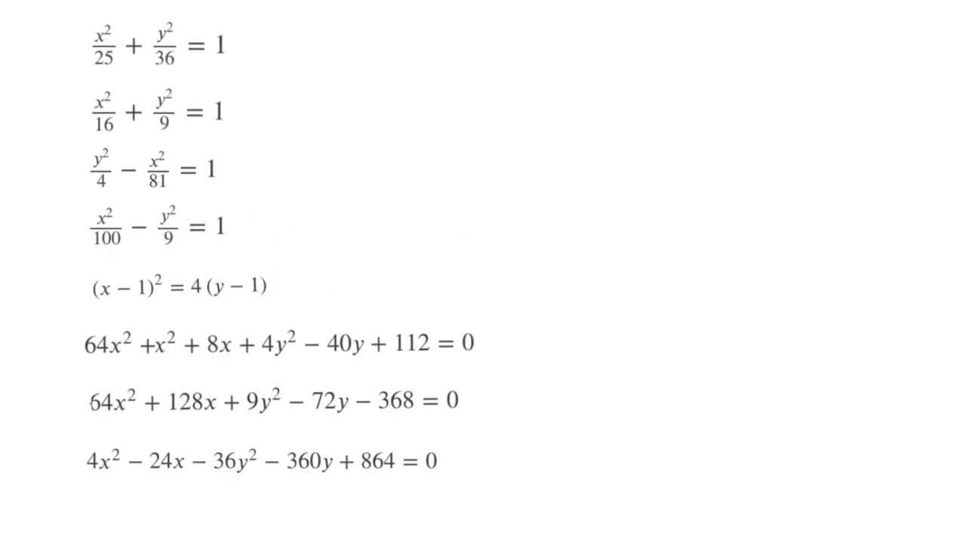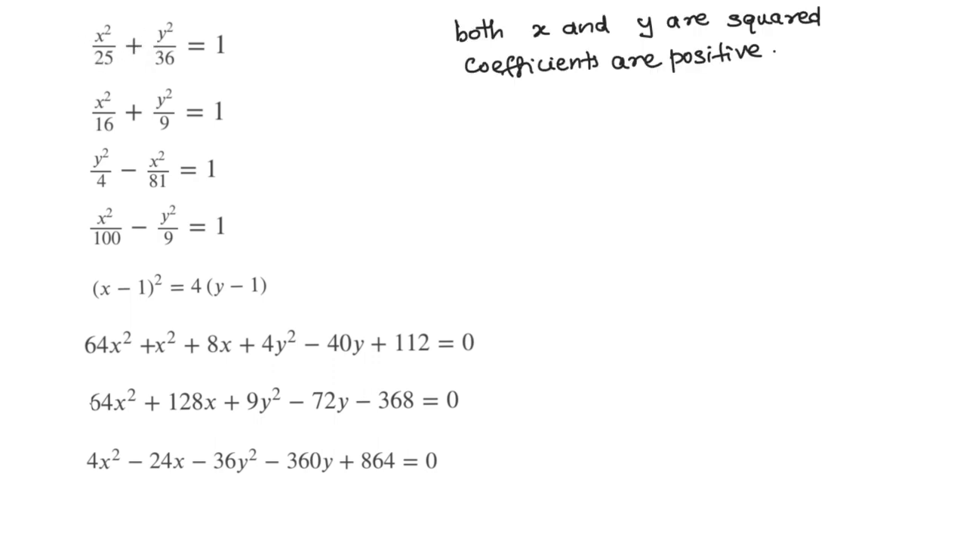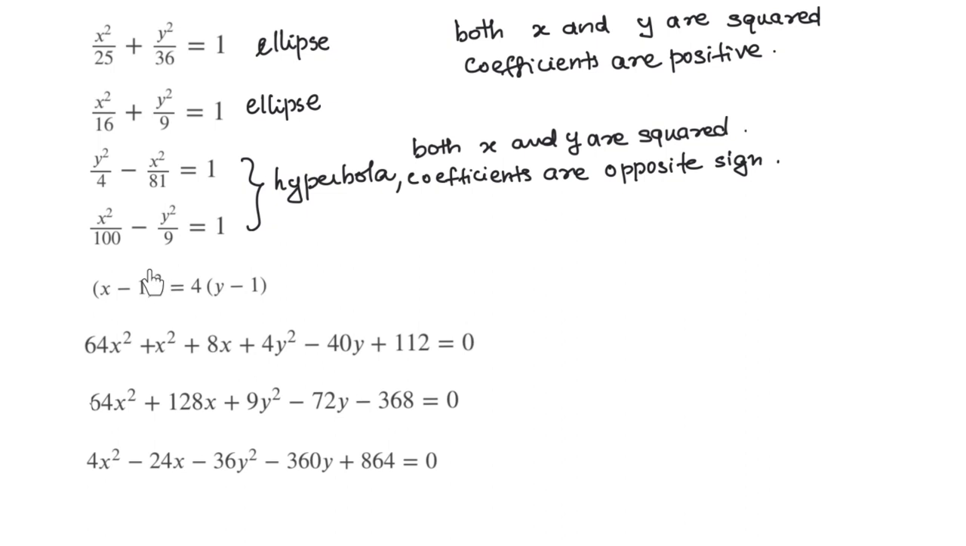Now I want you to pause the video and identify the conic section corresponding to these equations. Are you ready? Let's check. First one, both x and y are square terms and both are positive. The coefficients of x squared and y squared are both positive, so that is an ellipse. The second one is also an ellipse because both square terms have positive coefficients. Next two questions, both x and y are squared but the coefficients have opposite signs. So they are hyperbolas. This equation has only one square term, that is x squared, and this will be 4y. So this is a parabola.